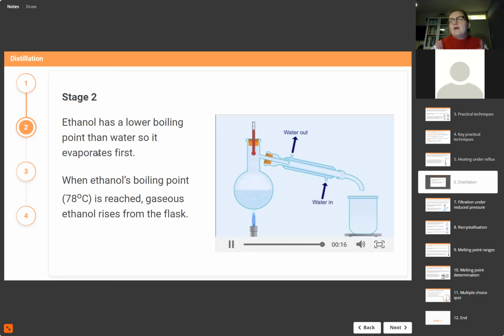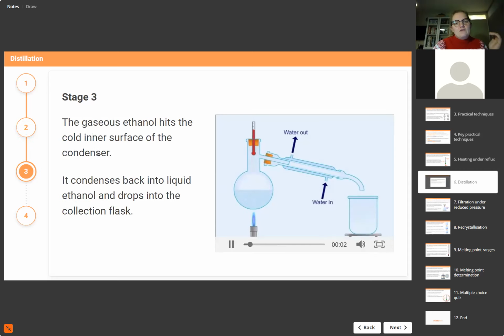Thermometer is always good to make sure that we're not heating it too high, otherwise we can miss that point, heat it above and go to the boiling point of water, and then we just end up at the end with a beaker of a mixture of ethanol and water again, and that would have meant our whole process was pointless. So heat it until 78 degrees, and our gaseous ethanol rises from the flask.